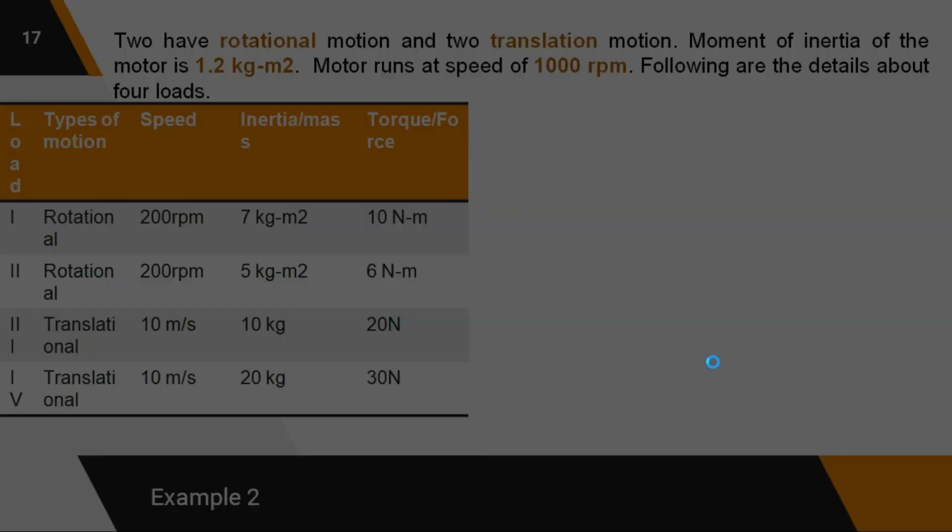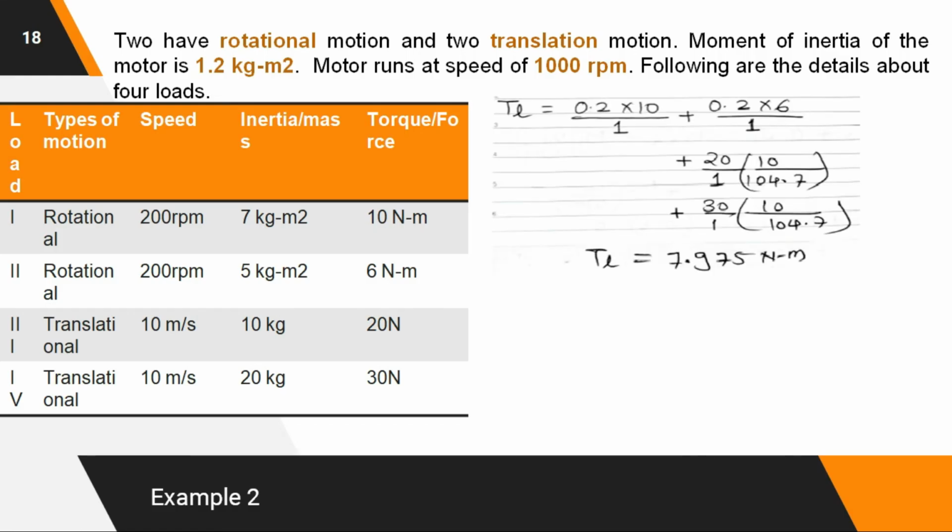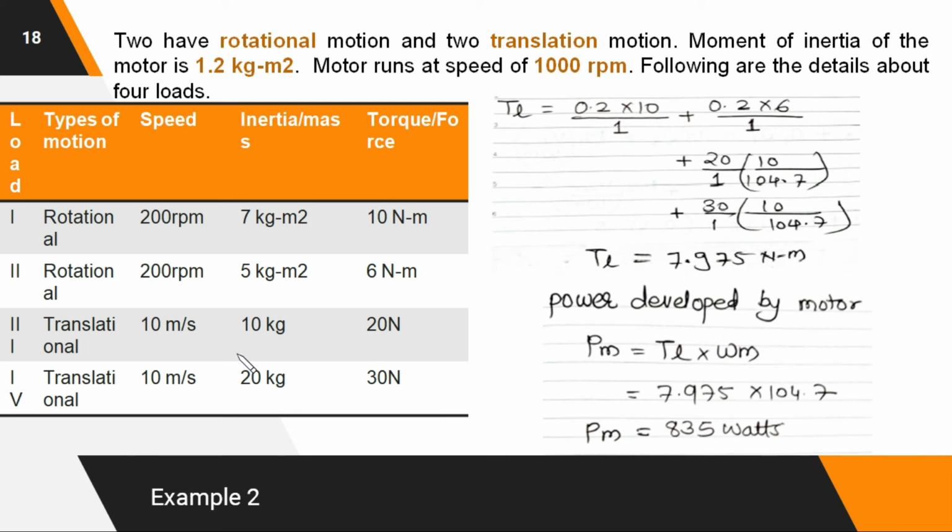Okay. Now next, the load torque formula. Now 4 loads are there, which means 4 loads are connected: 1, 2, 3 and 4. We will write 4 equations and put in these 4 values. You will get the load torque, and power developed is nothing but load torque into speed. You will get the power developed by the motor, PM, as 835 watt.